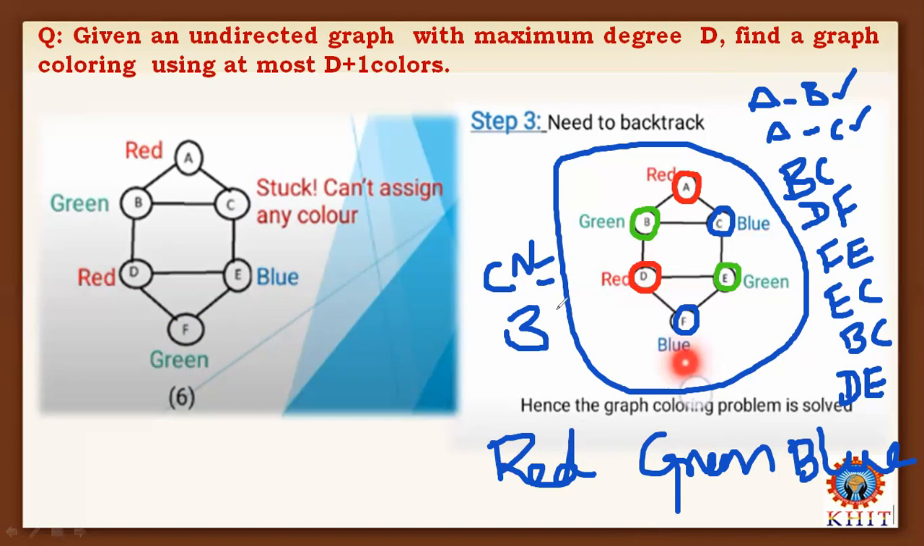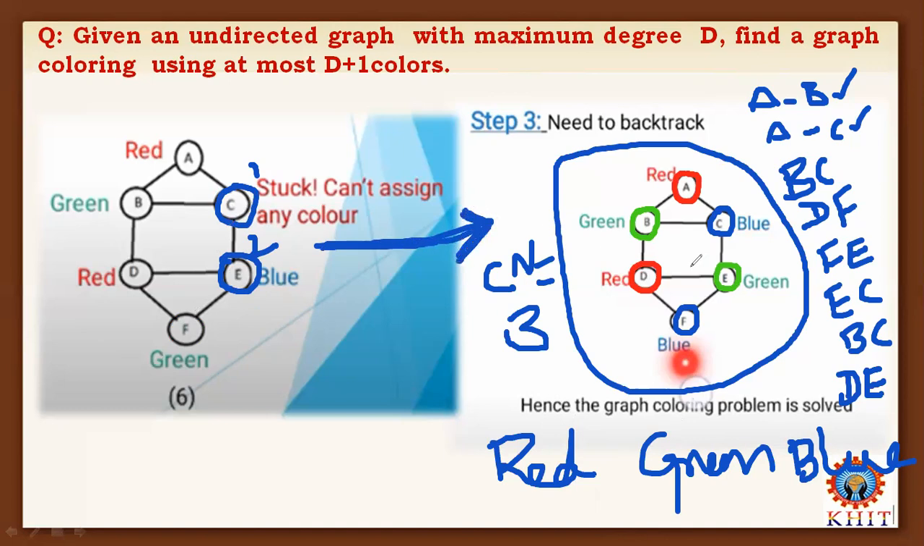But how many times have I applied backtracking? I have applied backtracking for vertex C. I have applied backtracking for vertex E also. Two times I have applied backtracking. Once applied, go back. So backtrack 1, backtrack 2. Two times I have applied backtracking to the given graph. Finally, I will get the optimal solution.